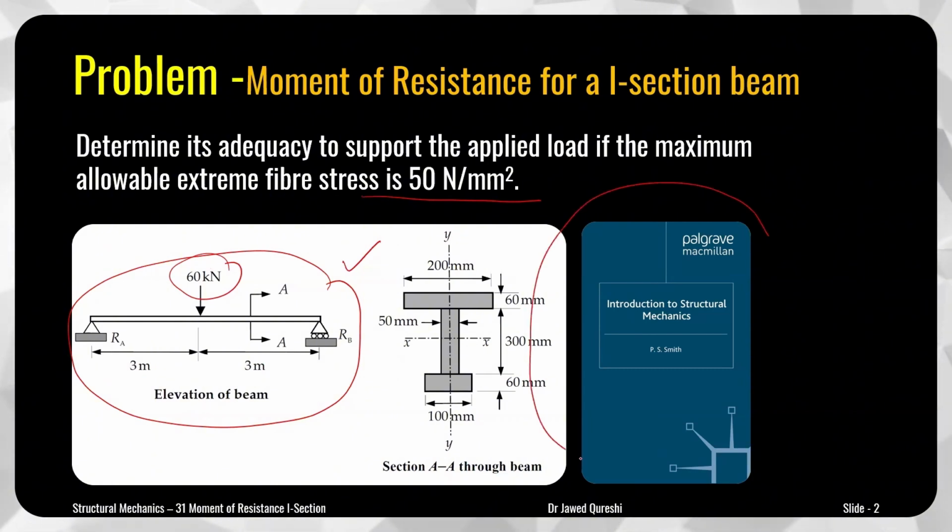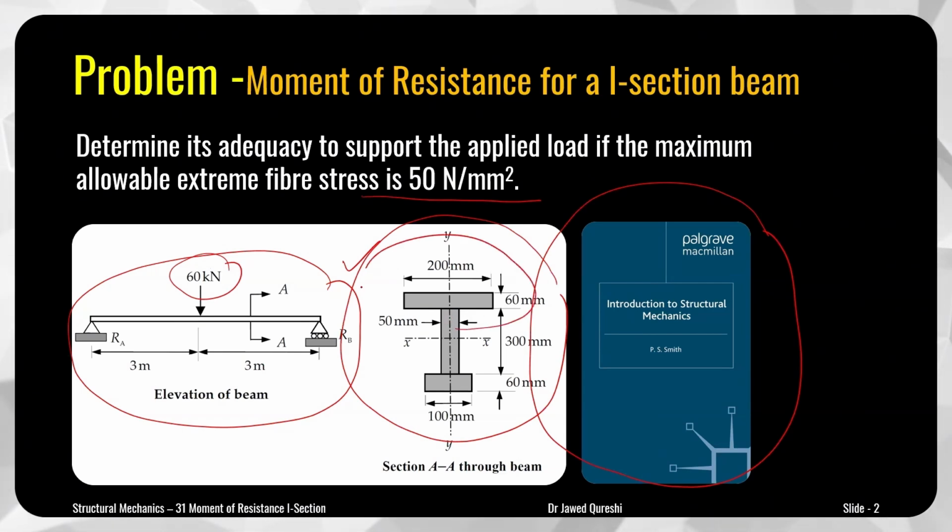And I've taken this example from this book. The section size is given over here. Have a look that this section size is not symmetrical. That will mean that the top portion will have more moment of resistance as compared to the bottom one. Let us see how we can solve this problem.